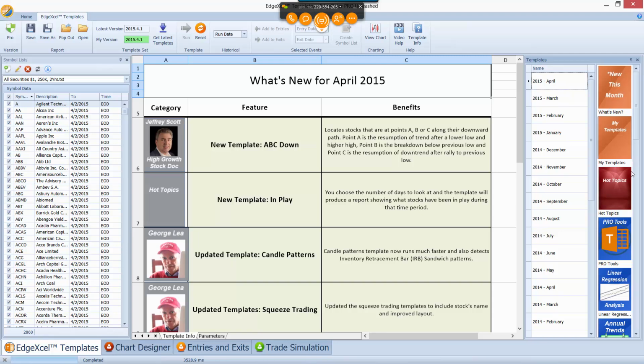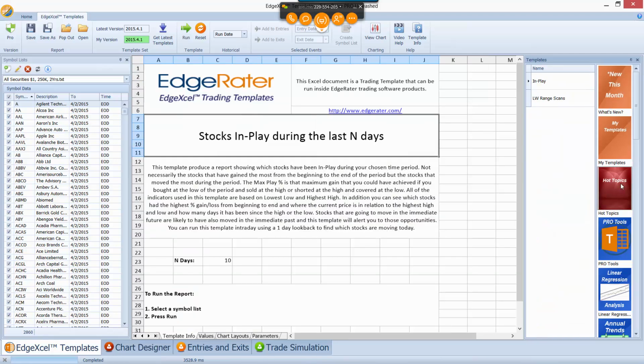To run a template, it's very simple. You just select the category that contains the template, and then on the left the actual template will appear. A template essentially is something that can be run to produce a report. So whenever you select a template, you choose to run it over a list of symbols, which you choose on the left, and then you hit the run button and it will process the instructions in the template and produce a report for you. So templates, when you press run, produce reports. And reports are always output in Microsoft Excel format.